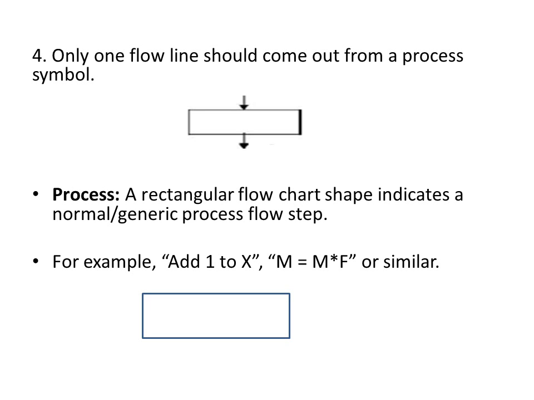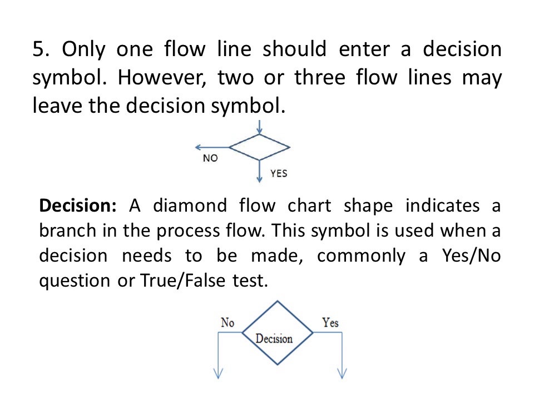We have to use the rectangle box for the process symbol, that is normal calculation or any computation. You have to use this rectangular shape. And for decision making, we have to use the diamond symbol.